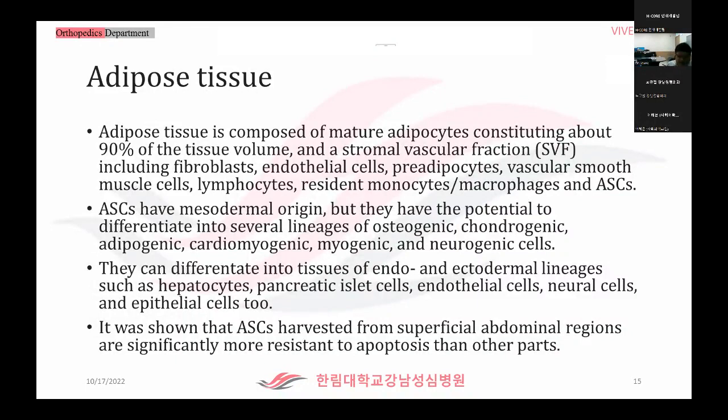It was shown that adipose stem cells harvested from the superficial abdominal region are significantly more resistant to apoptosis than those from other parts. And we know very well that in the abdominal region the adipose tissue amount is very high, so harvesting is not a big challenge, even for autografting or allografting.